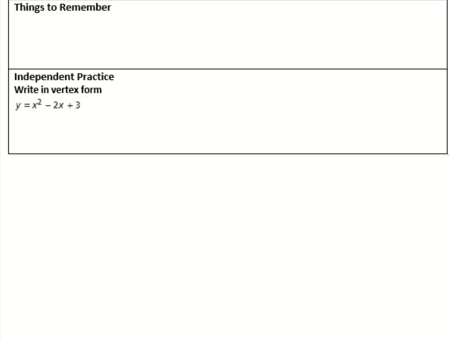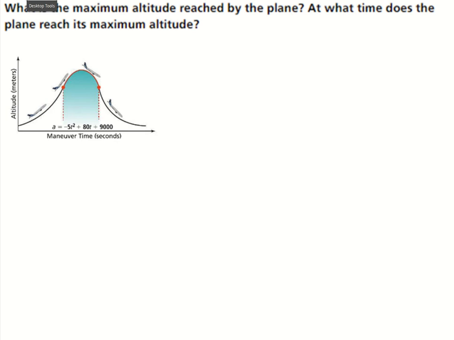I think this is one of our last problems. So this one right here, we're going to write in vertex form so that we can figure out what the maximum altitude reached is. The maximum value for this is going to be that vertex. So that's why I want to write it in vertex form. I have a function right here of a equals -5t squared plus 80t plus 9,000. That 9,000 gives me my y-intercept. It does not tell me my maximum altitude.